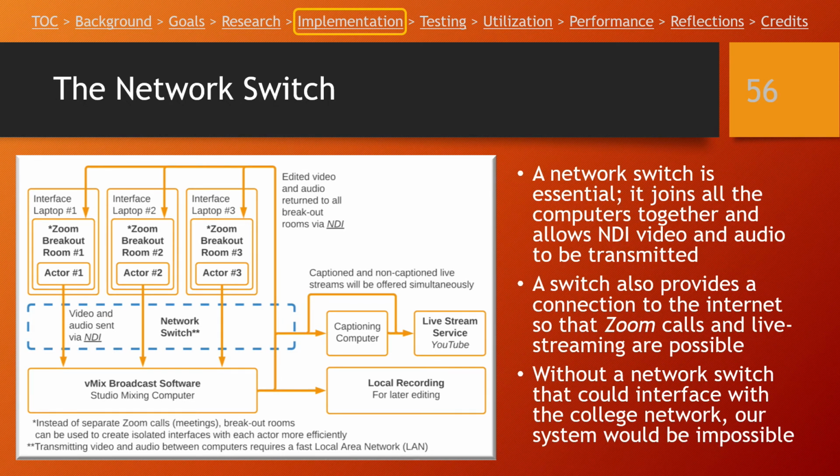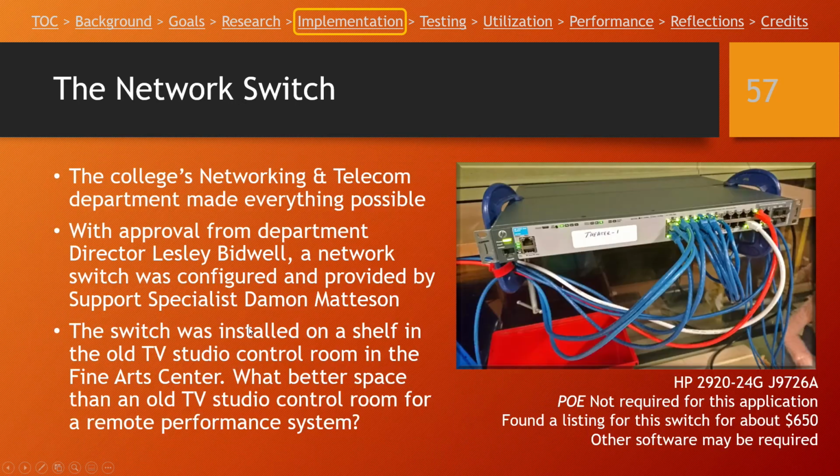We're going to start off with the network switch. The network switch is key to the entire system. All of our network video and audio has to be transmitted between computers, and it has to go through a network switch in order to do that. It also has to provide a connection to the outside internet, so that the Zoom calls can occur, and of course our live streaming can happen. So without a network switch that could actually interface with our college's network, there's no way we could proceed with our system at all. So that's where we're going to start.